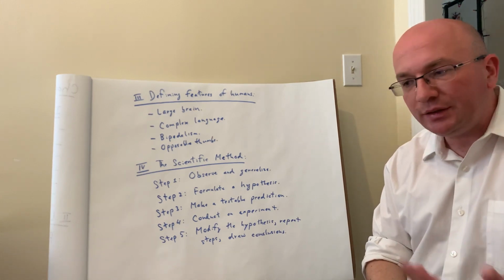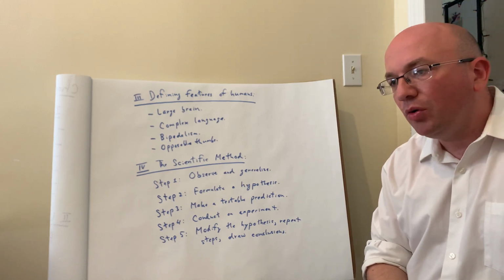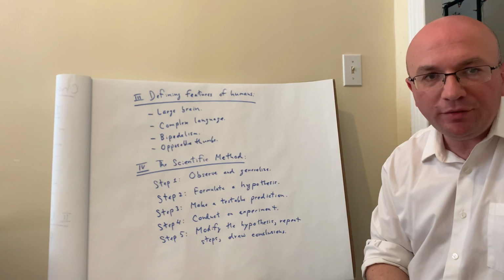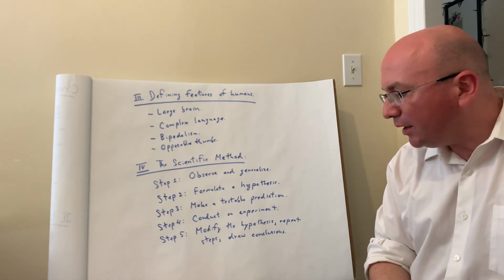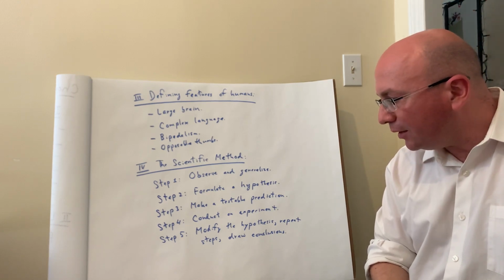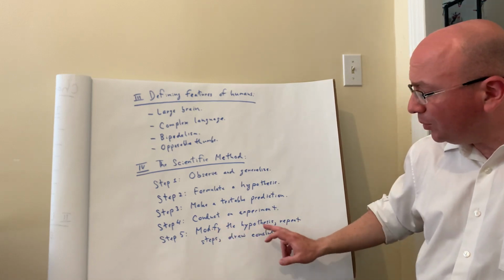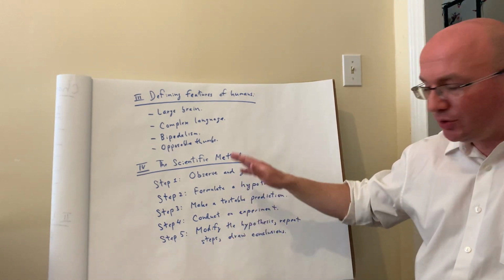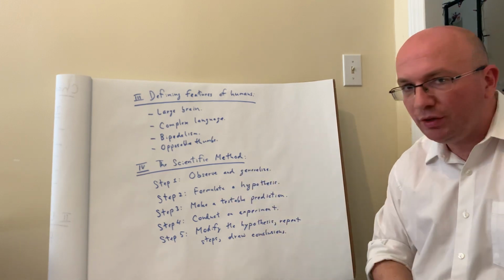And variables obviously could vary. Variables could be time dependent or dependent or independent variables depending on different scenarios of the experiments. Again, we'll go into more of these details in different experiments and different procedures throughout the semester. And then the last part, we modify the hypothesis based on the results we got, based on the experiments. We repeat the steps and draw different conclusions.